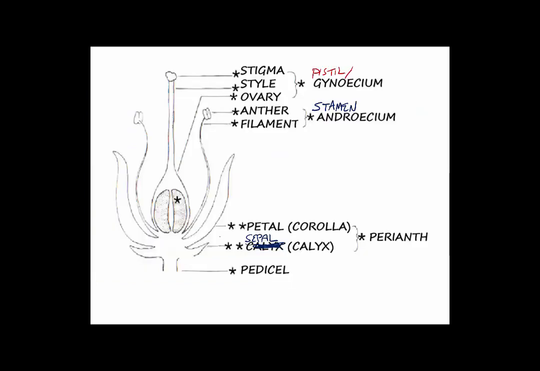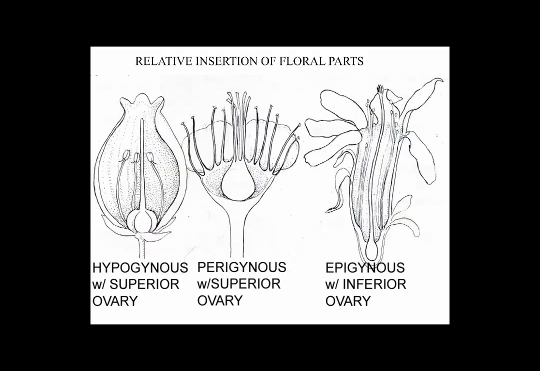Here's another diagram. Same basic thing. Here we have the sepals, here we have the petals, here we have the stamens, and here we have the pistil. In the order that they're produced, more or less, and that's a nice flower. But turns out not all flowers are like that. So this needs a little explanation.